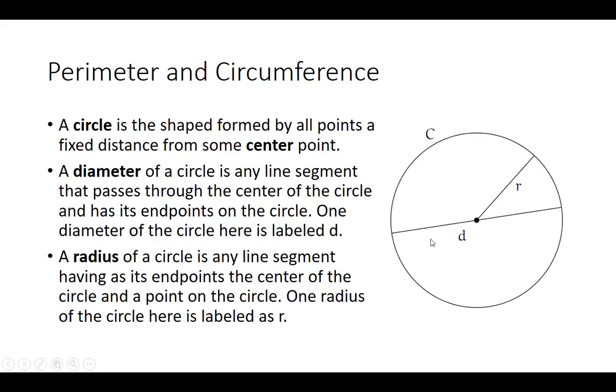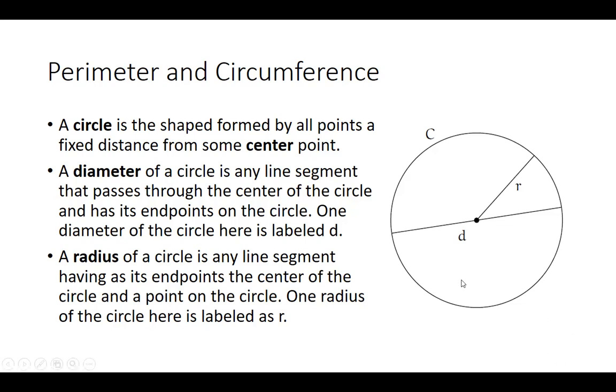Now a circle is the shape formed by all points a fixed distance from some center point. So this center point right here, imagine coming off of that point, you had a string, and on the end of the string, you had a pencil. And without moving that center point, you moved the string all the way around. What the pencil would do is then draw a circle.